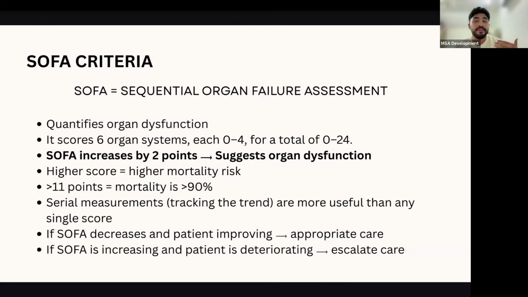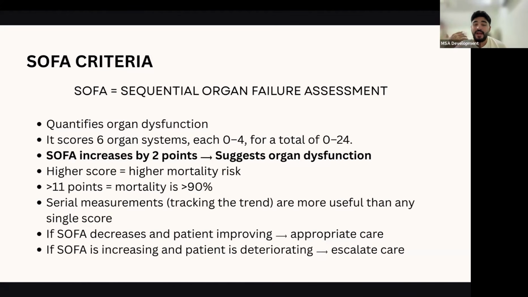And if the score happens to be more than 11, the patient is at 90% chance of dying. And one score that you just pick up is not really as significant as having a track of different scores, and keeping a trend to see is the patient's situation getting better or declining. If their score happens to decrease and they're improving, just continue your care. You're doing your absolute best job.